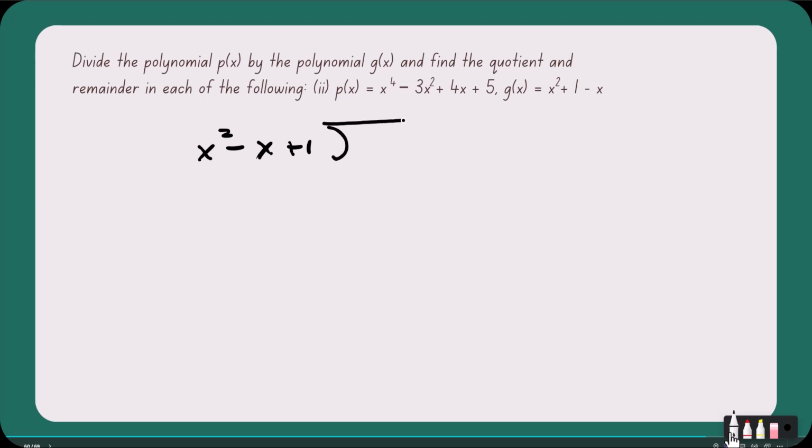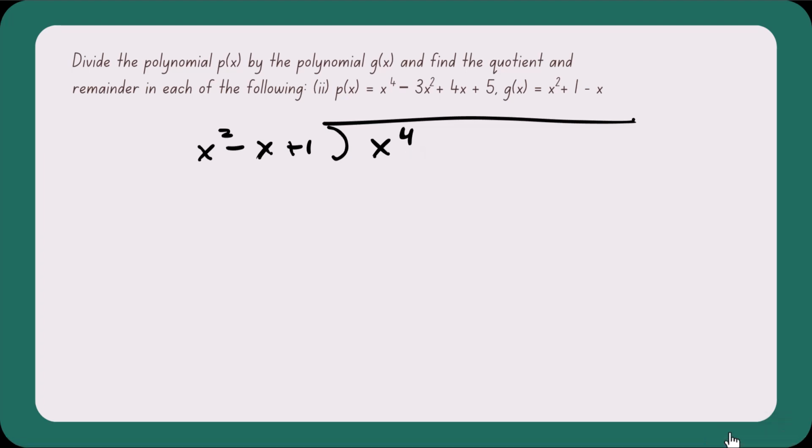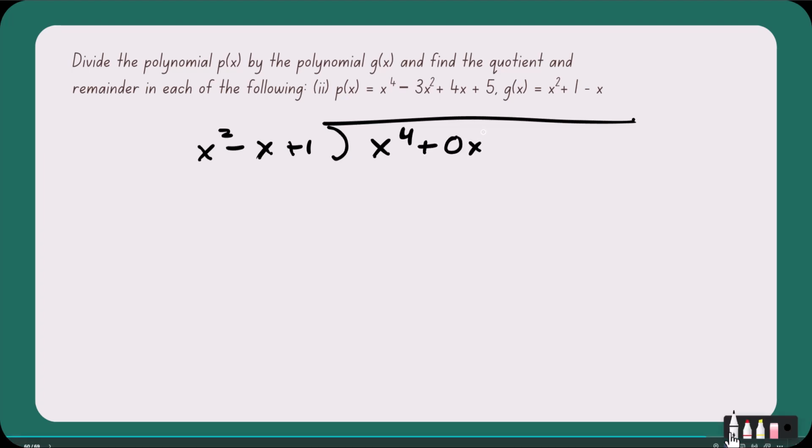Then what is inside? Inside we have x raised to 4. What is the next one that should be there? X raised to 3 should be there. Is x raised to 3 there? No. So how do I do it? I'll just write plus 0x raised to 3. Okay, always write like this. Okay, then what is the x square part? We have minus 3x square. What is the x part? We have plus 4x. What is the constant part? We have plus 5. Done.